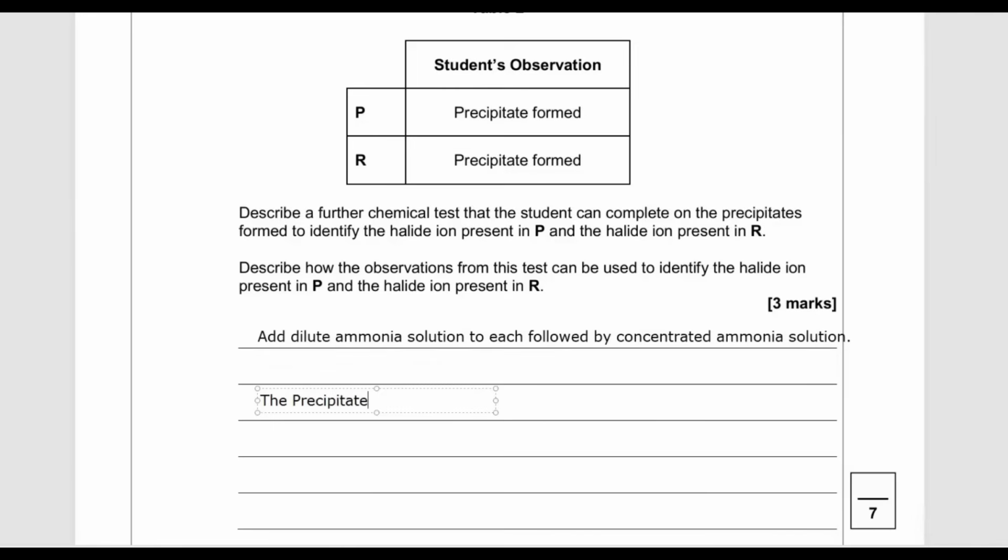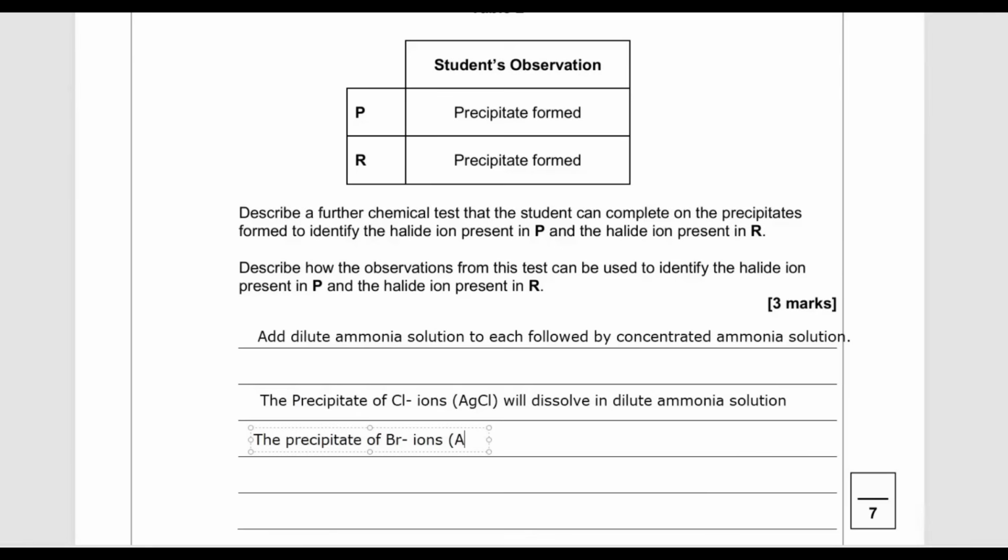The precipitate containing chloride ions will dissolve in dilute ammonia. The precipitate containing bromide ions will not dissolve in dilute ammonia, but will dissolve in concentrated ammonia. And just for your own information, you need to know, as you go further down the group, like iodine and astatine, iodide ions will not dissolve in dilute or concentrated ammonia.